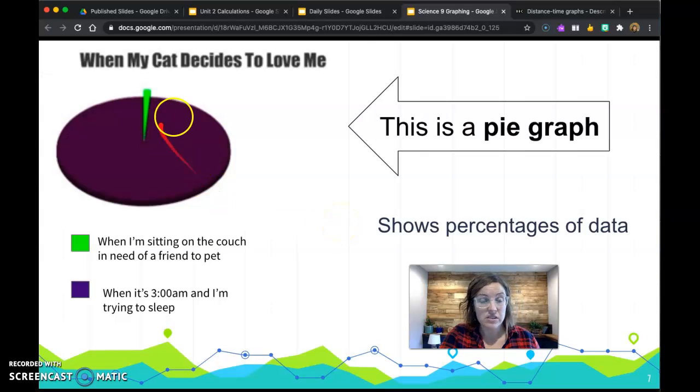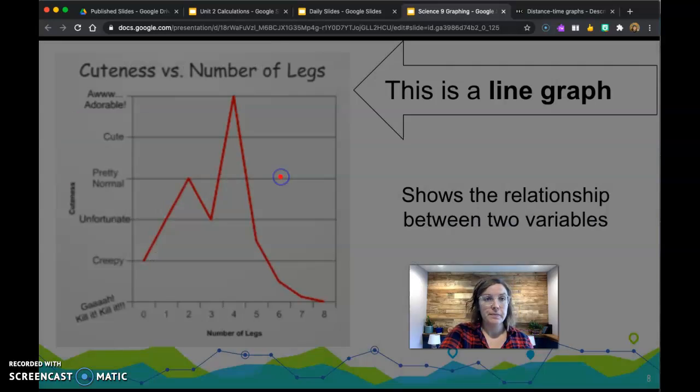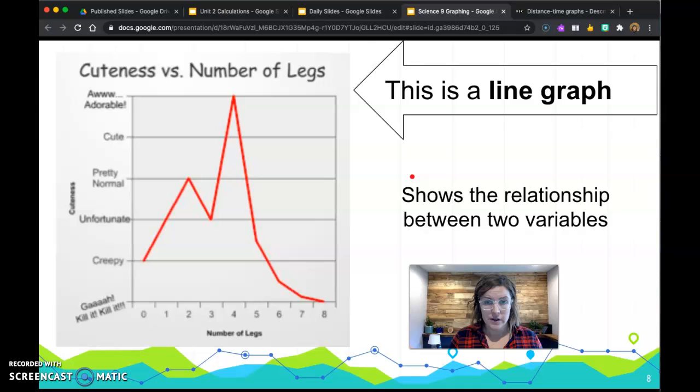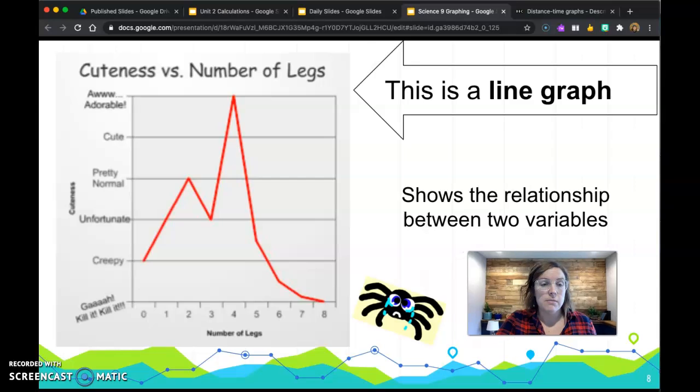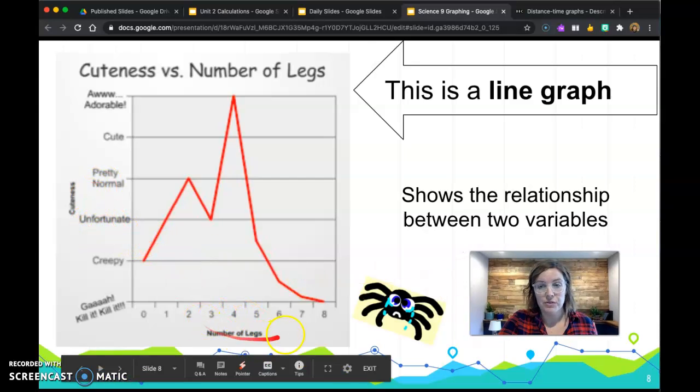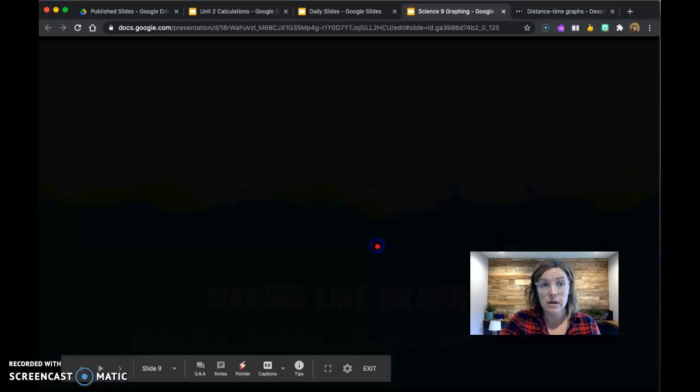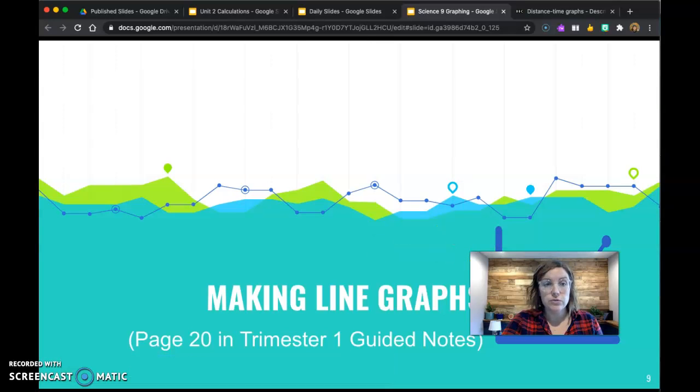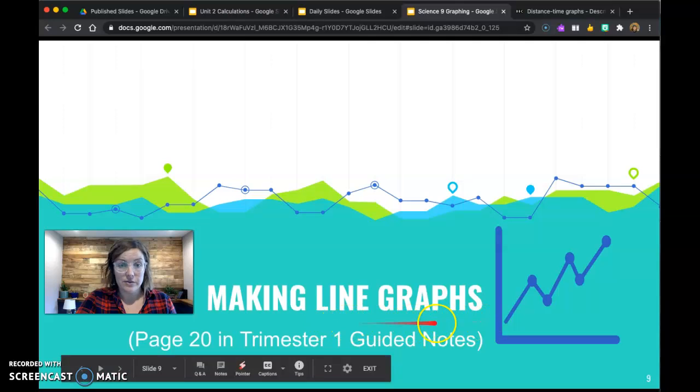This is a pie graph, right? Looks like a piece of pie. So this typically shows a percentage of data. This is a line graph. So this shows the relationship between 2 variables. For example, cuteness versus number of legs. It's a joke. Poor spiders. But you can see usually your x-axis is numbers. You might have categories or numbers on your y-axis. Now, we usually in science will make line graphs.